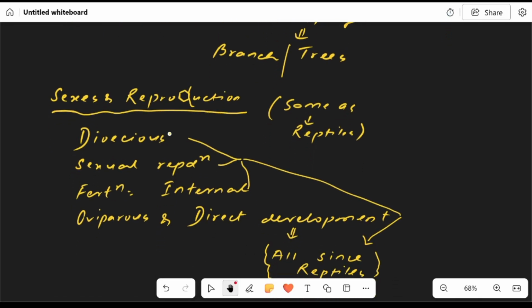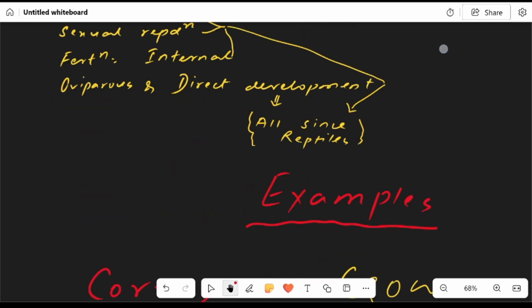As far as sexes and reproduction are concerned, they are the same as that of reptiles. These are dioecious, exhibit sexual reproduction, fertilization is internal, and these are oviparous, showing direct development.